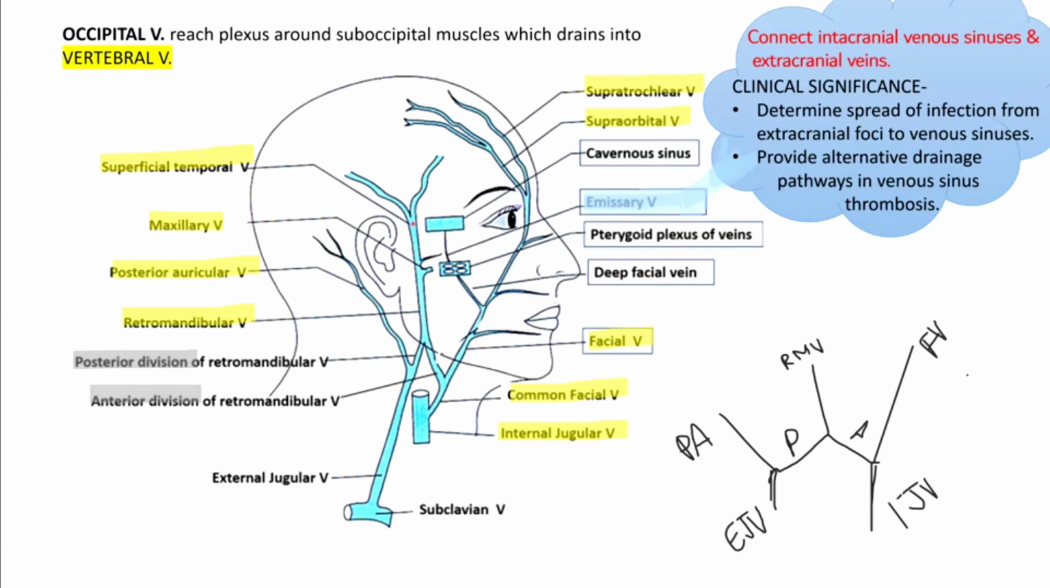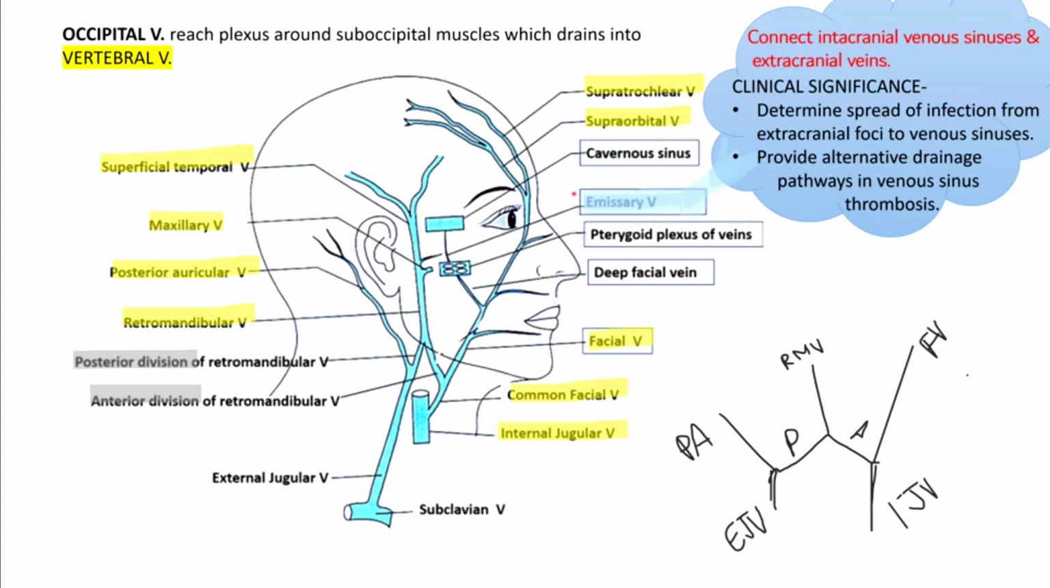This is your retromandibular vein, formed by the fusion of the superficial temporal and maxillary veins. This is the posterior division of the retromandibular vein. It joins with the posterior auricular vein and drains into the external jugular vein, which ultimately drains into the subclavian vein. The anterior division of the retromandibular vein joins with the facial vein to form the common facial vein, which drains into the internal jugular vein. You have to remember this W so you can easily get through it.